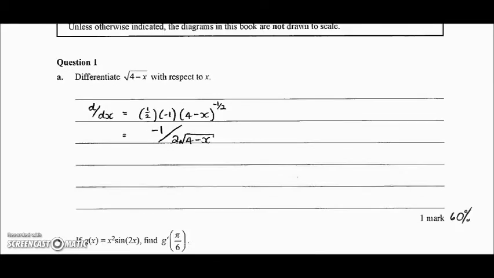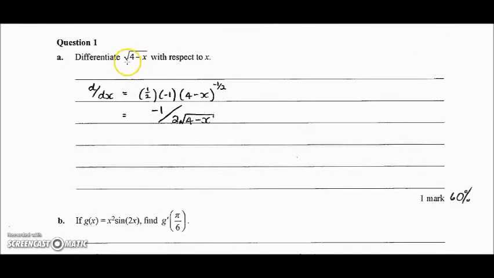Okay, here we go. Question 1a. Differentiate the square root of 4 minus x with respect to x. So we'll start with d/dx. Simple chain rule question. Take a half out the front, take -1 out the front, -1 being the derivative of 4 minus x, and reduce the power to -1/2. So clean that up and you get -1 over 2 times the square root of 4 minus x.